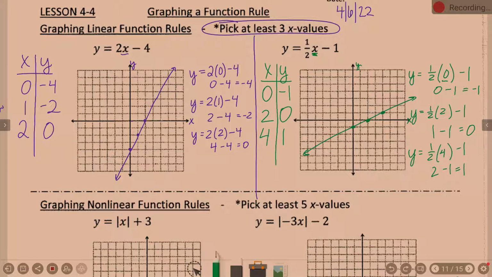Is this graph continuous or discrete? It's continuous. It's a line. I'm going to graph that line. It's going to be continuous. I'm not going to have to pick up my writing utensil. So there you go.